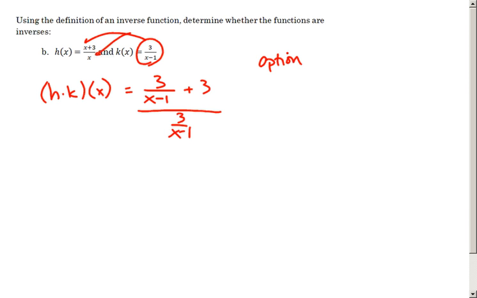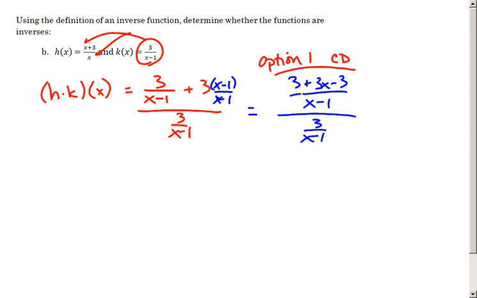I'm going to do one in one direction and one in the other, so option 1. What you're going to do is say, my common denominator here in the numerator is x minus 1. So I need to multiply this by x minus 1 over x minus 1. And what that's going to get me is a single fraction in the numerator. So now I have 3 plus 3x minus 3, and then all over 3 over x minus 1. So that's going to become 3x over x minus 1 over 3 over x minus 1.